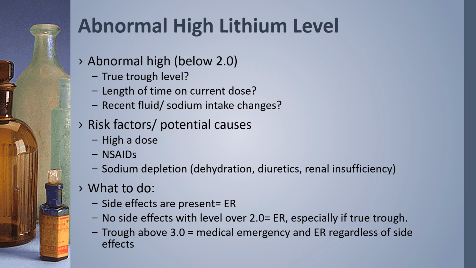So what do we do if we do have that abnormal high? Well, first of all, we want to ask and find out if it is a true trough level. The reason for that is because obviously if they just took their medication, it's going to be higher. A range to keep in mind is that about 2 to 4 hours after taking a dose, levels are going to be abnormally high. That's just kind of a given. It's going to happen.